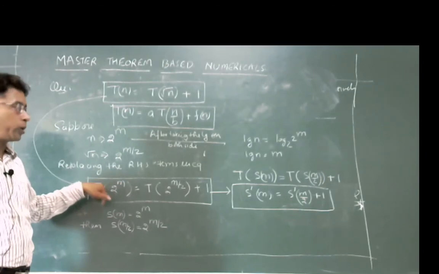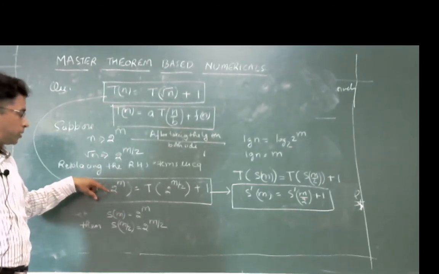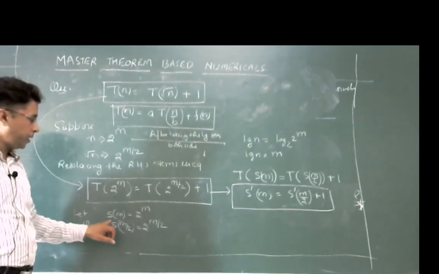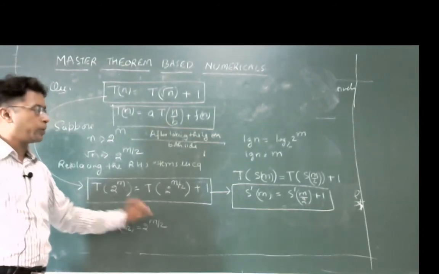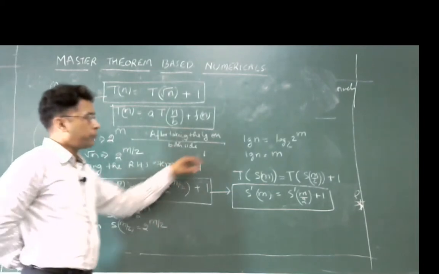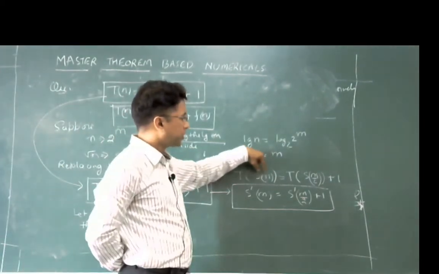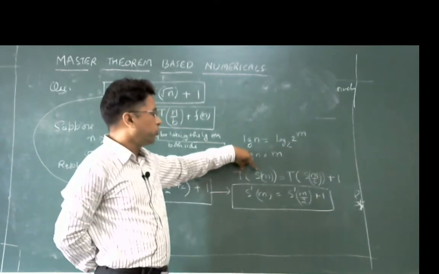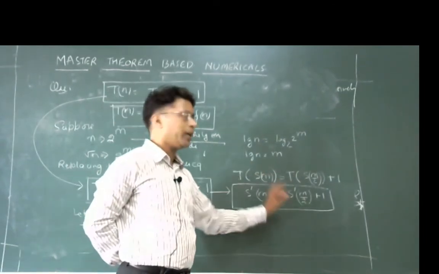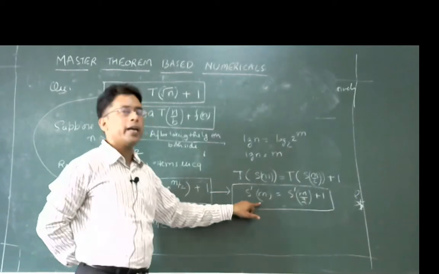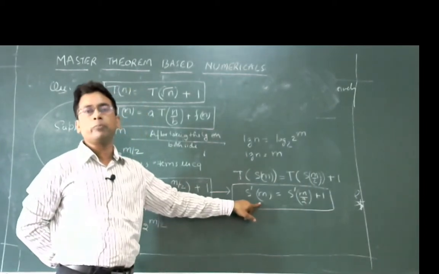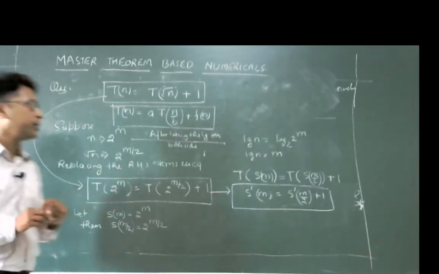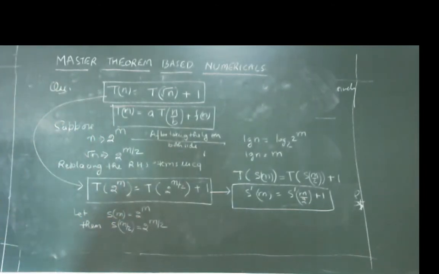So to convert into the standard master's theorem, we assume that s of m is equal to 2 raised to the power m, and s of m by 2 is equal to 2 raised to the power m by 2, then the function becomes t of s of m and t of s of m by 2 plus 1. And we replace t of s by s dash. Now this equation has transformed into the form of master's theorem. So now I shall apply the case.